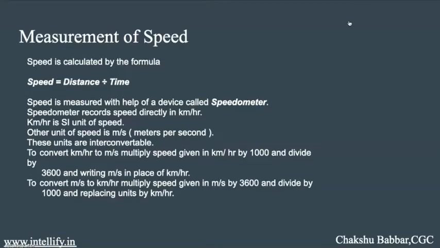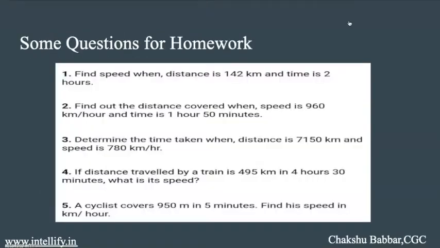Measurement of speed. Speed is calculated by the formula: speed is equal to distance divided by time. It is measured with the help of a device called a speedometer, which records speed directly in kilometers per hour. Kilometers per hour is the SI unit of speed. Other units of speed are meters per second. These units are interconvertible. We can convert kilometers per hour into meters per second. These are some questions which we will be doing.